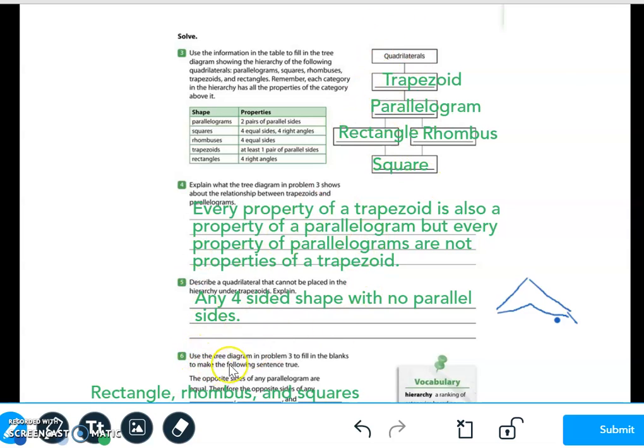For 6, it says use the tree diagram for problem 3 to fill in the blank. The opposite sides of a parallelogram are equal. All right. Therefore, the opposite sides of any rectangle, rhombus, or square is what should be placed here, because it's up under it in the hierarchy, and we know they are also going to be equal. So anything up under it would also encompass itself with the properties.